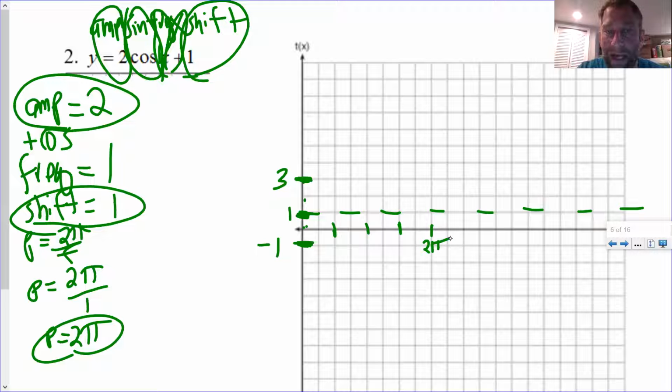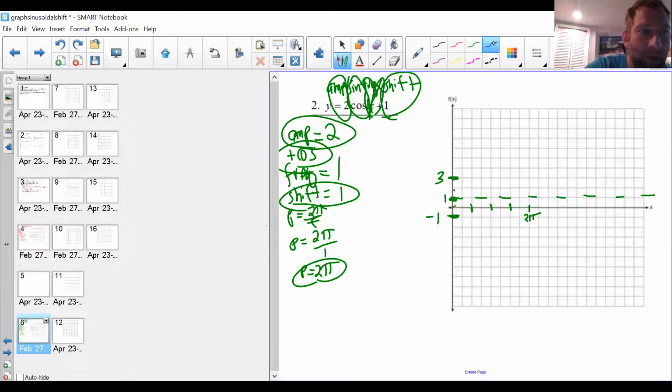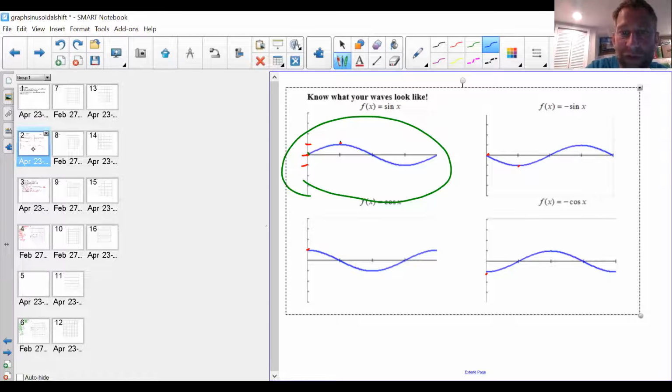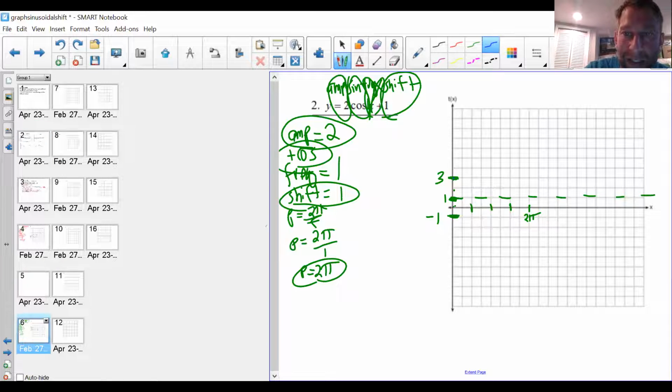Now that I did all that, now it's time to do the sketch. It's a positive cosine. So I'm going to go back here. Positive cosine starts at the max. So it starts at the max. Then it goes to the midline. Then it goes to the min. Then it goes to the midline. Then it goes to the max. And there it is.